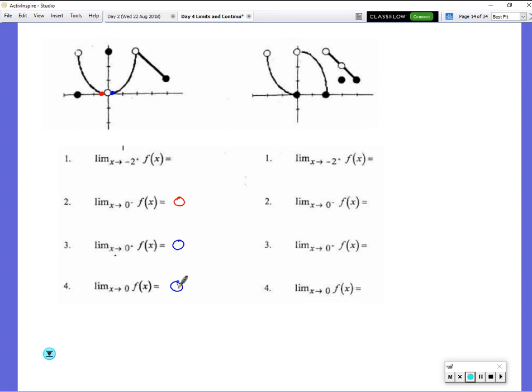Does that answer your question? This dot is a different question. I look up there if I'm trying to find f of 0. So if I want to find out the value of the function when the x-coordinate is 0, that's when I have to look up here. But for limit, I don't look there at all.